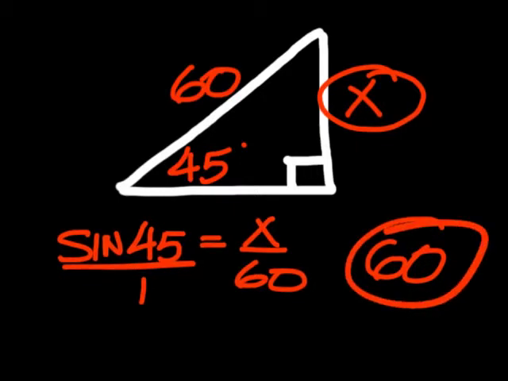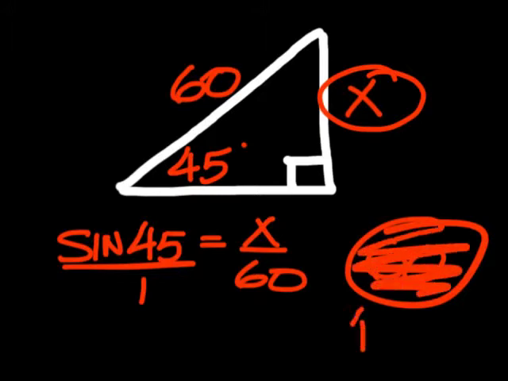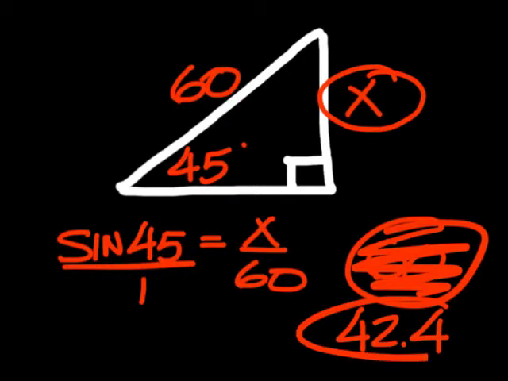If you have a 45 degree angle, let me look back at this. I'm seeing sine 45 equals x over 60. Here's the problem. It should be sine 45 and then times 60. That's not 60, that should be 42.4. That's my fault.